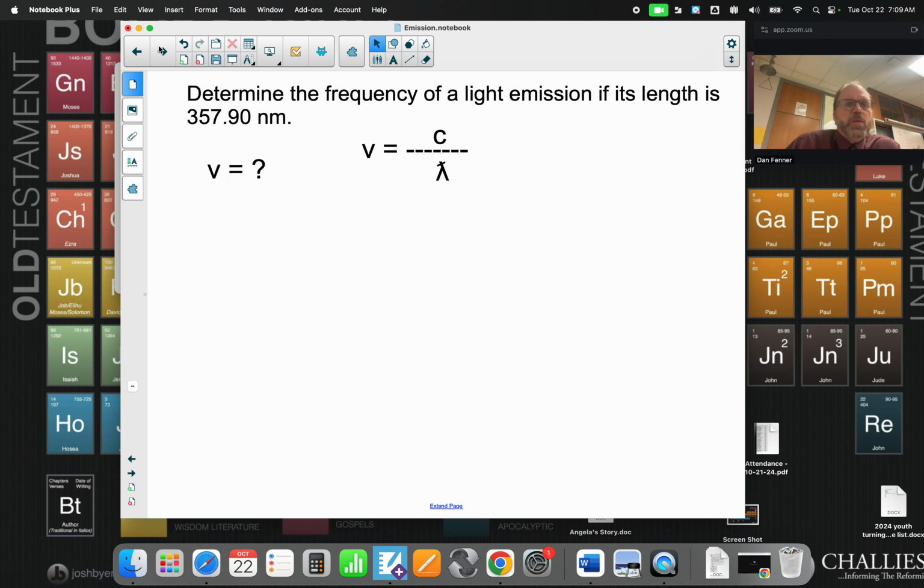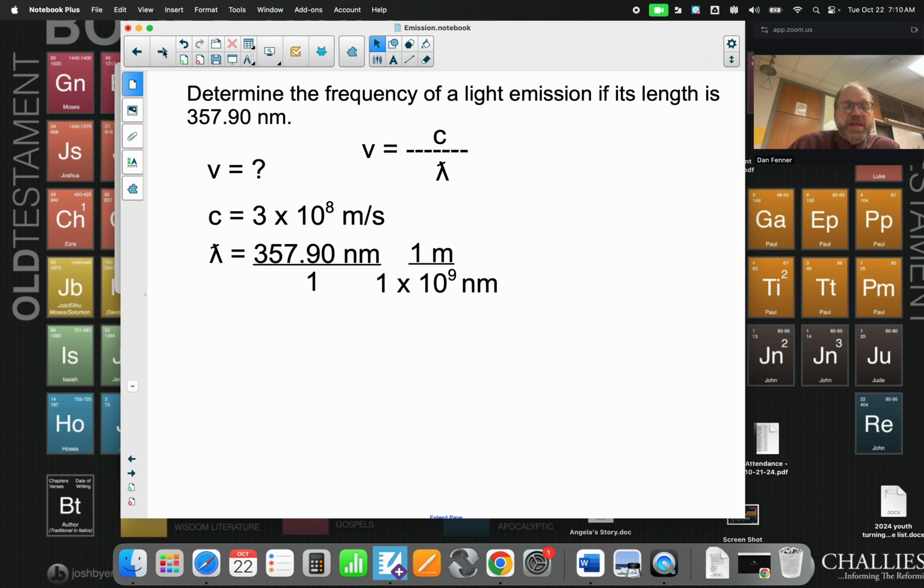And our values: frequency, we don't know, because that's what nu is, frequency. C is 3 times 10 to the 8th meters per second. Lambda, our wavelength, in the problem it says the wavelength is 357.90 nanometers. So let's put our values in. We've got to convert that to meters because C is in meters and this is in nanometers, so we've got to get the same unit.